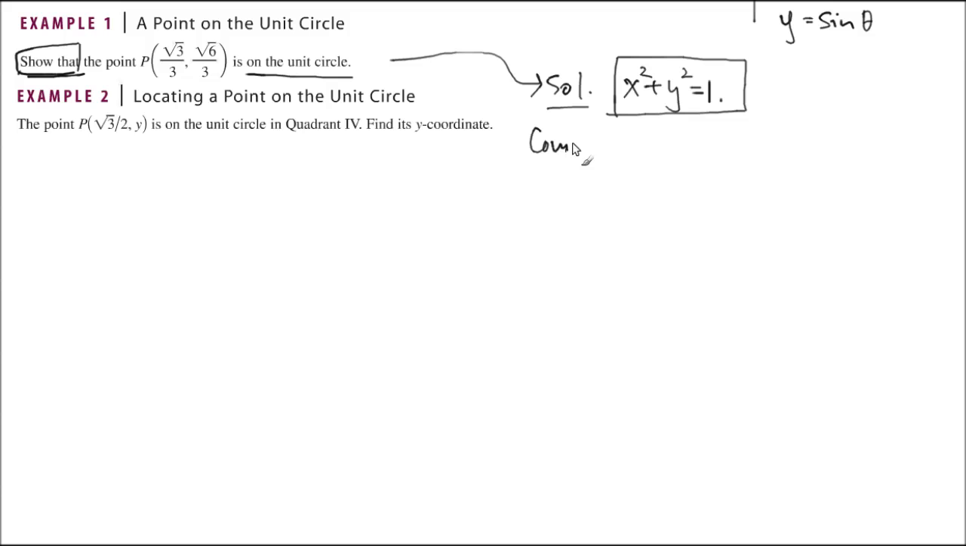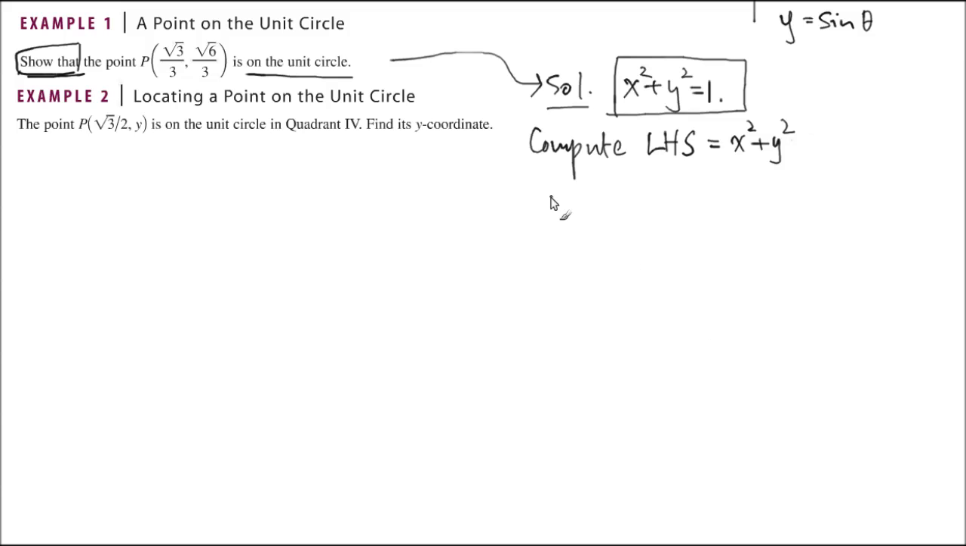Compute the left-hand side of this equation we want to check. The left-hand side is x squared plus y squared equals 1. You're not going to set this one equal to 1. You just stop here: x squared plus y squared. That's the left-hand side of something we want to prove, right?